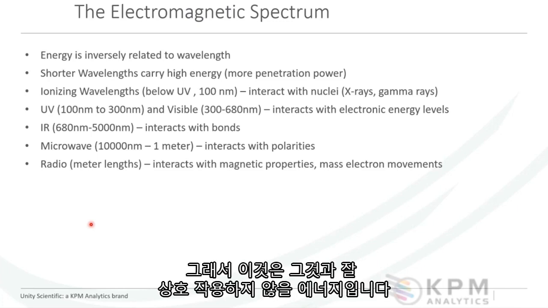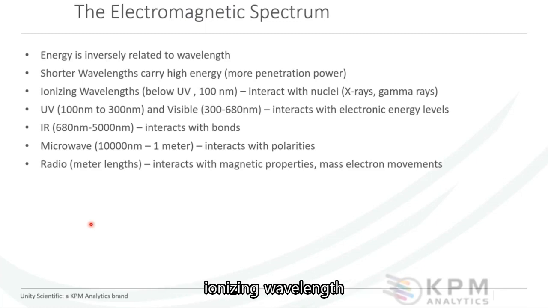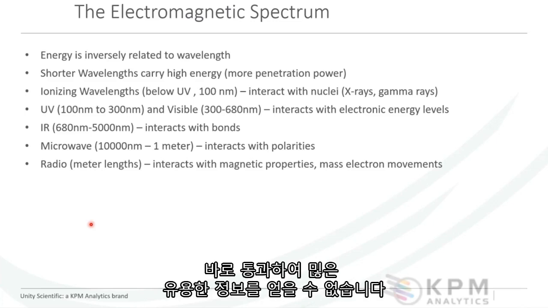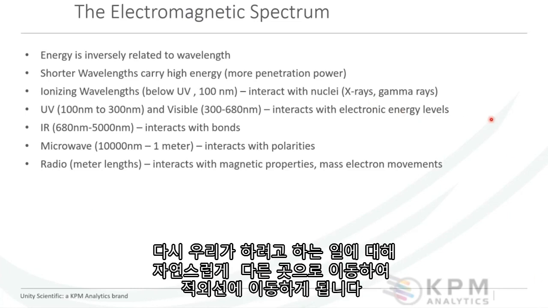So this is energy that will not interact very well with a sample. In general, it will penetrate through the sample more. Ionizing wavelengths below the ultraviolet interact with nuclei. So these are X-rays and gamma rays, which just penetrate right through. We don't get a lot of information from that. It's not useful for us. Ultraviolet in these wavelength ranges interacts with electronic energy levels. Again, for what we're trying to do, that's not very useful for us.